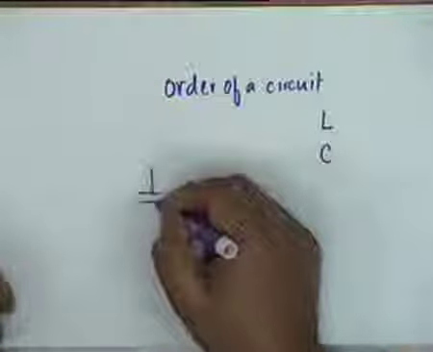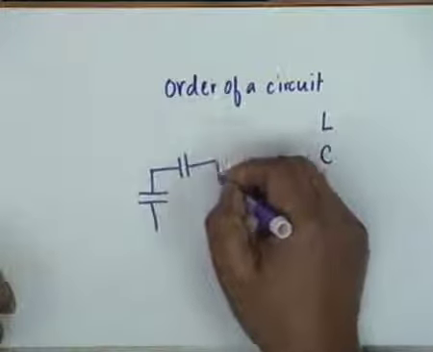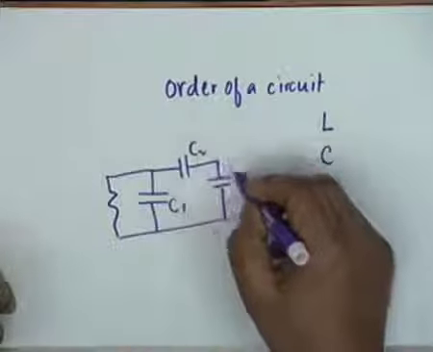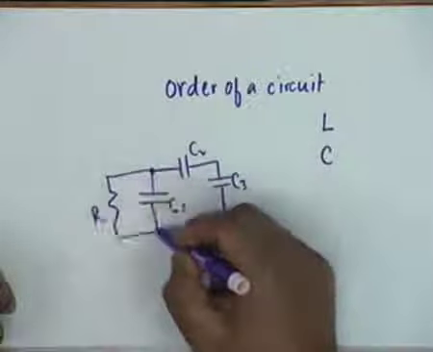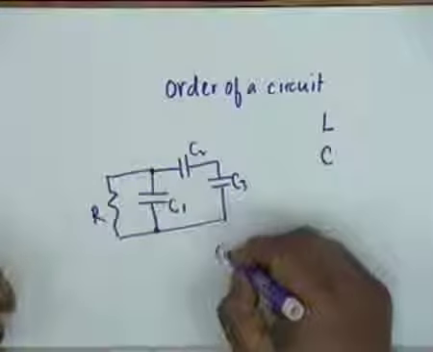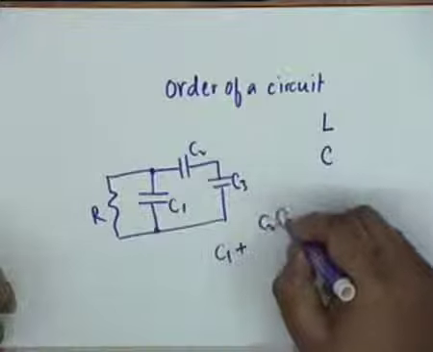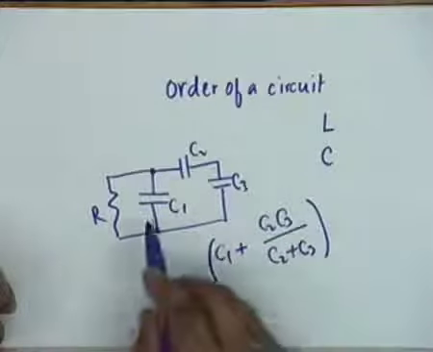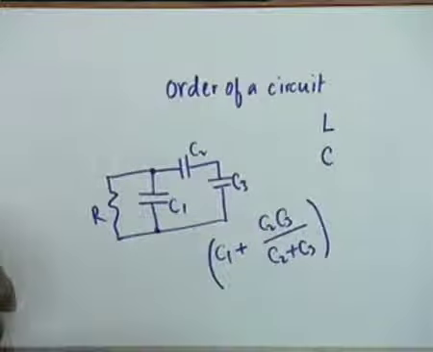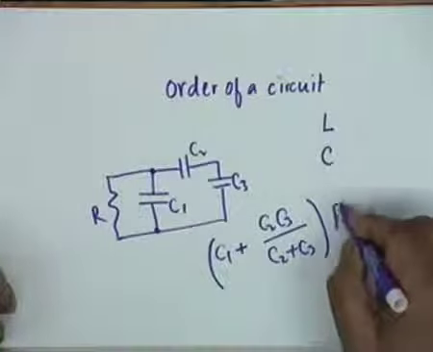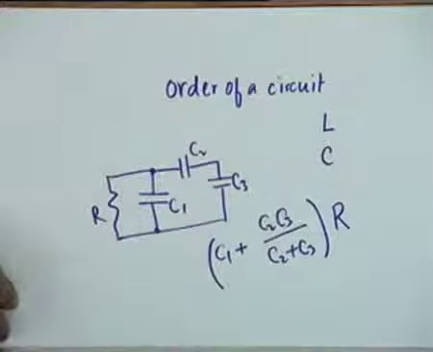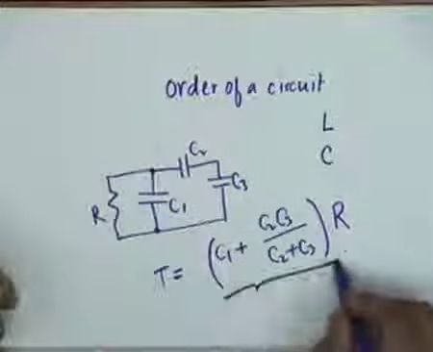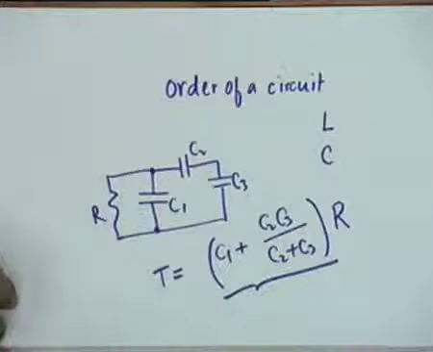One of the examples that I gave was something like this. If you have, let's say, three capacitors like this, and there is a resistance here, then you know these three capacitors behave like a single capacitor. It would be C1 plus C2 C3 divided by C2 plus C3, and this is the effective capacitance connected across the resistance R, and this behaves as a first order circuit with an effective time constant of this total effective capacitance multiplied by the effective resistance across it.